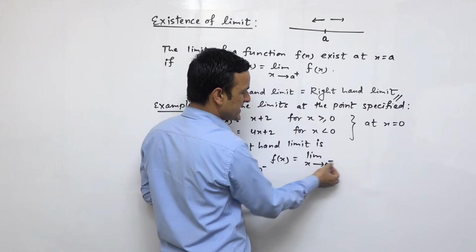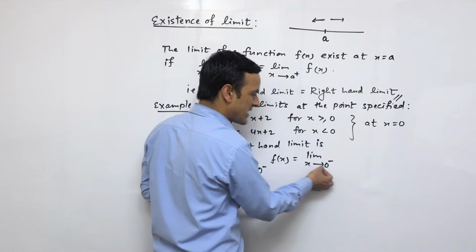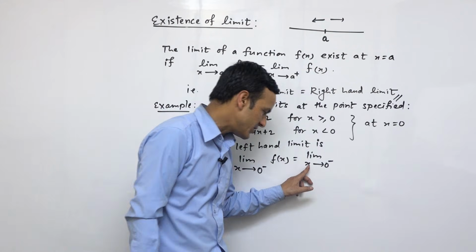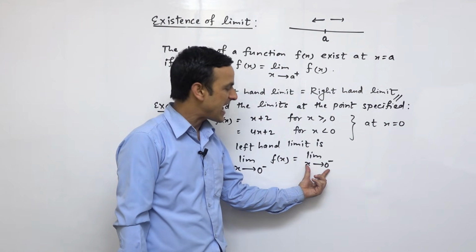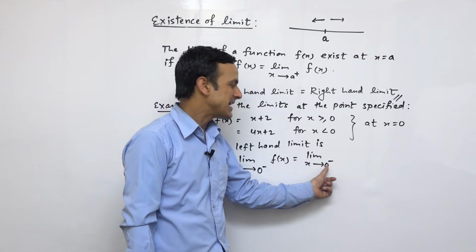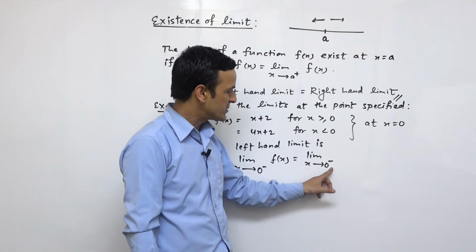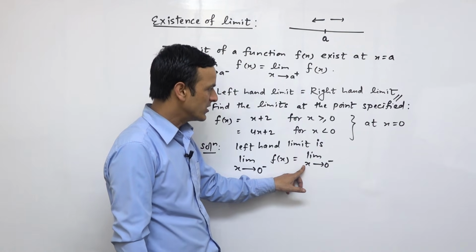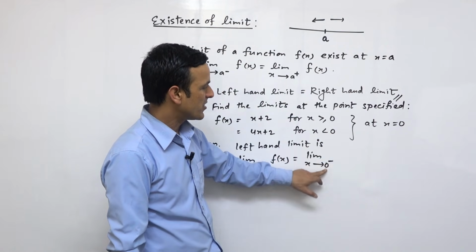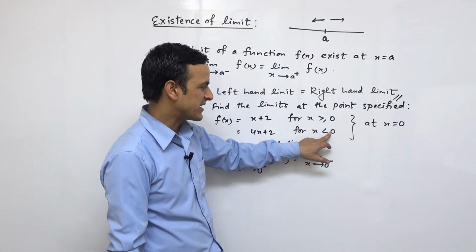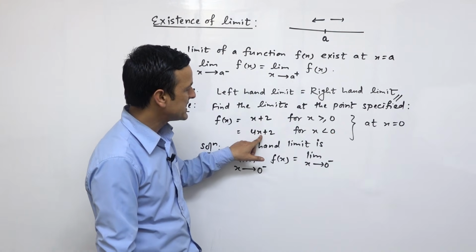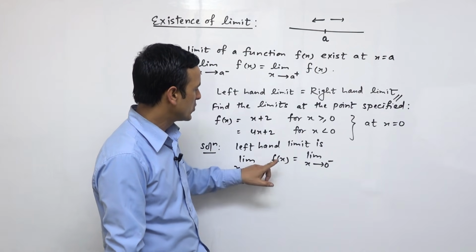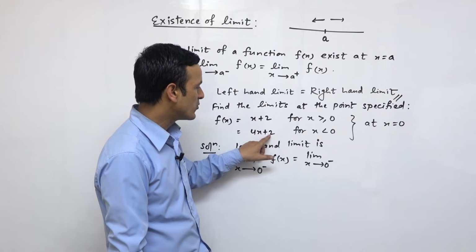So 0 minus means it is the relation between x and 0. What will be the relation between x and 0 in this case? So this shows that x is less than 0. यसमा 0 भन्दा पनि सानो हुन्छ x को भ्यालु. So this is the suitable criteria. What does it say? So x is less than 0 means our function is 4x plus 2. So we are going to find the value of this function.